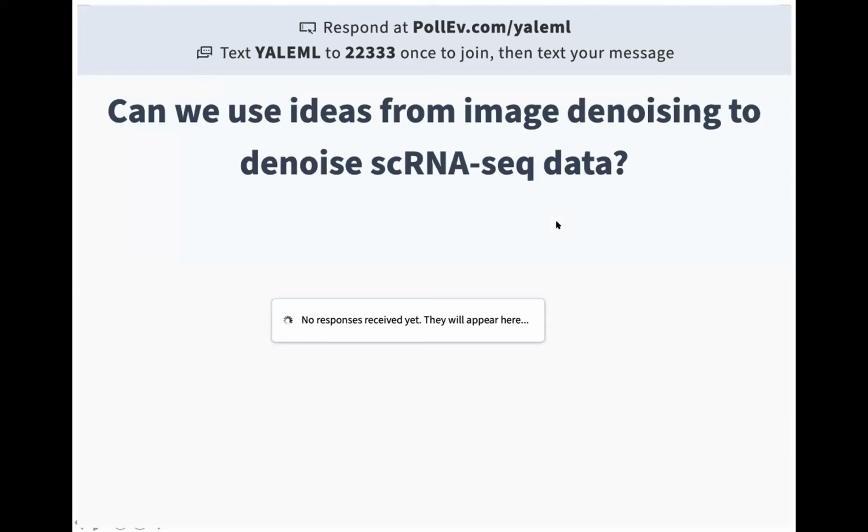The question is, can we use ideas from image denoising to denoise single cell RNA sequencing data? For example, the PCA method that I just showed you.